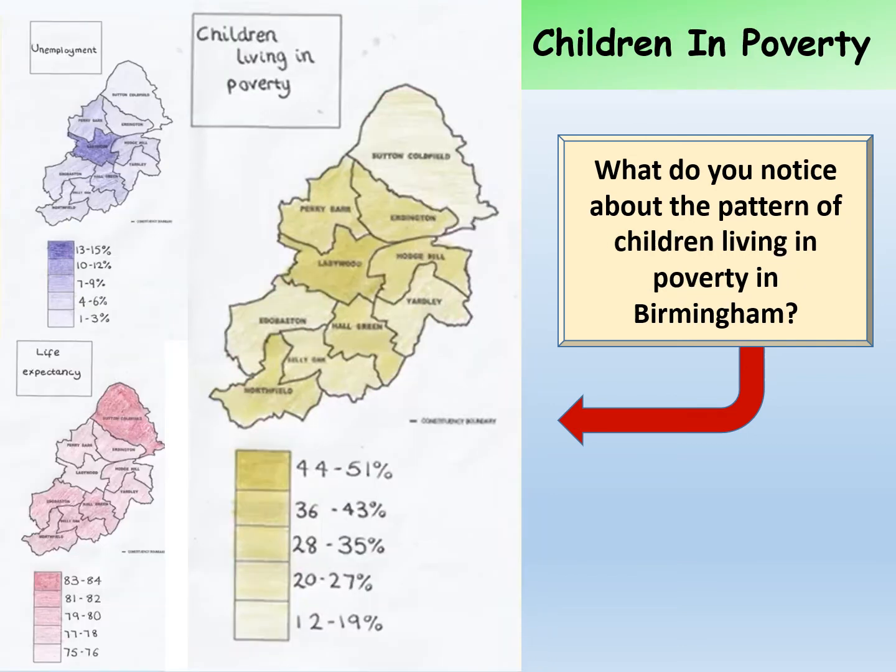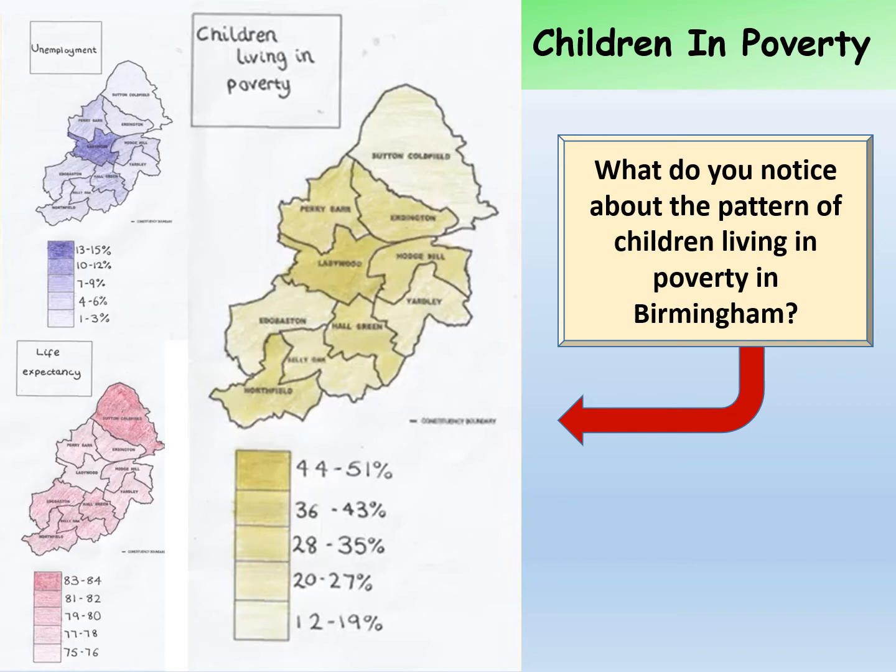We're going to have a look now at children in poverty, and I'm going to give you a few seconds just to see if you can work out the pattern that is seen in that map. So you've probably worked it out. Again, we can see, if you look at Ladywood in the centre, 44 to 51% of children live in poverty. If you look at Sutton Coldfield in the north, it's only 12 to 19%.